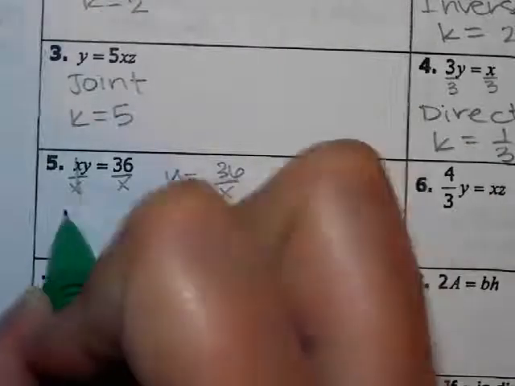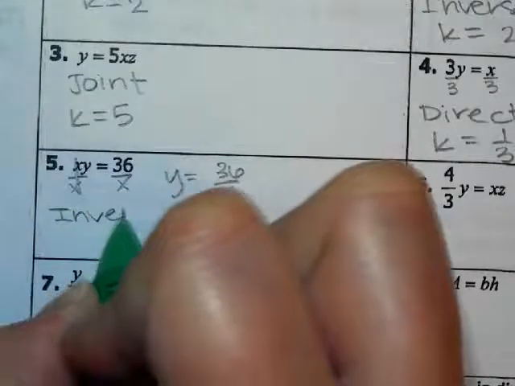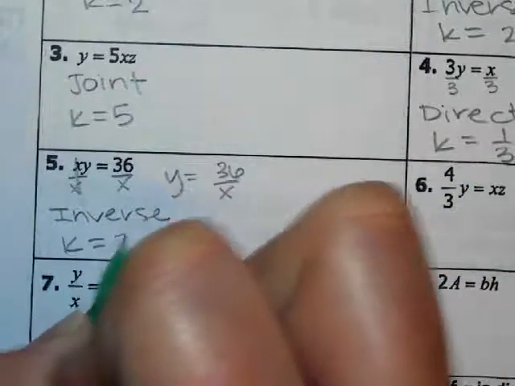Inverse. And what is the k value? K equals 36. Okay.